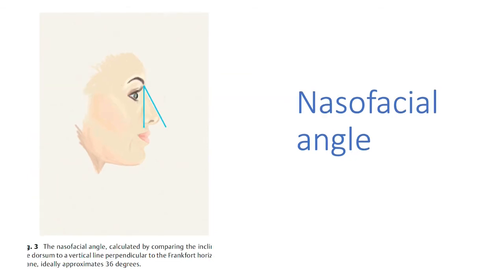The next tool is the nasofacial angle, which is calculated by comparing the incline of the dorsum to a vertical line perpendicular to the Frankfurt horizontal plane, which ideally approximates 36 degrees. While the nasofacial angle defines nasal projection from the face, the nasofrontal angle may be referred to as the nasal starting point.